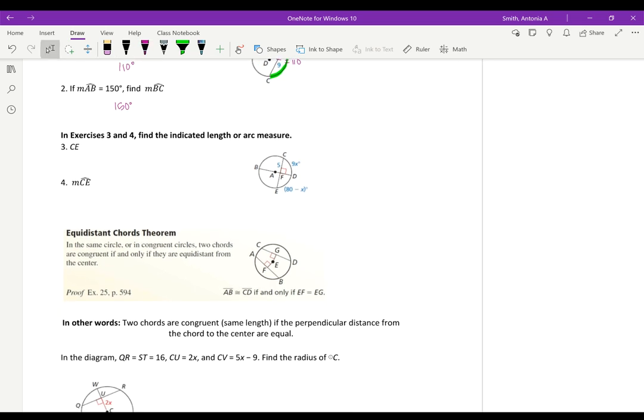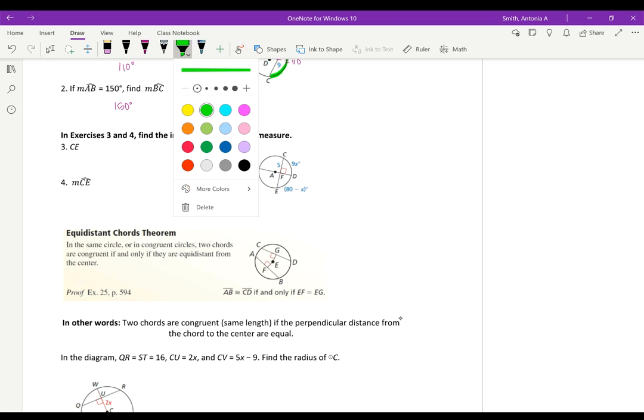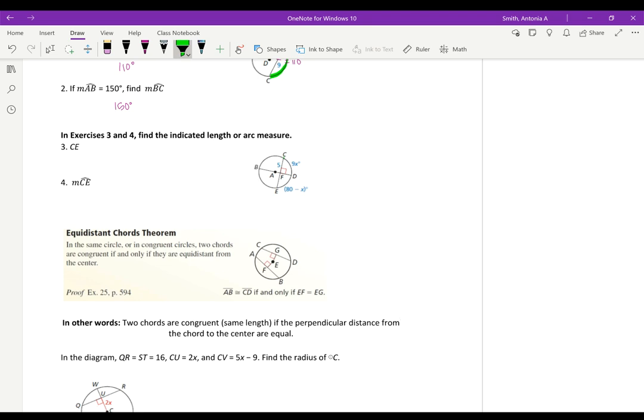Okay. Next, in exercises 3 and 4, find the indicated length or arc measure. So the first one wants us to find CE. So find that distance right there. Well, you can see that this diameter and this chord form a 90-degree angle, which means that this chord is cut exactly in half. So if this piece is 5, this piece is 5. So the total length is 5 plus 5, or 10.